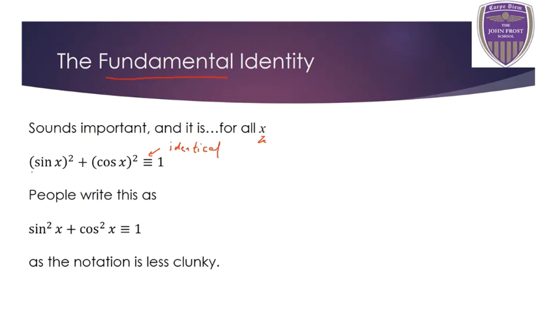But this notation here is quite clunky. So from now on, I'm going to use sine squared x to mean the same as (sine x) squared, and cos squared x to mean the same as (cos x) squared. This notation is less clunky. It looks better as well. So this here is unbelievably important. We need it all lesson today.